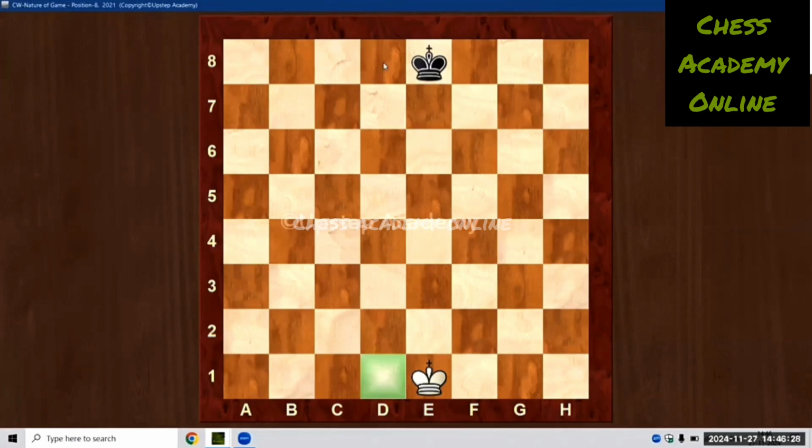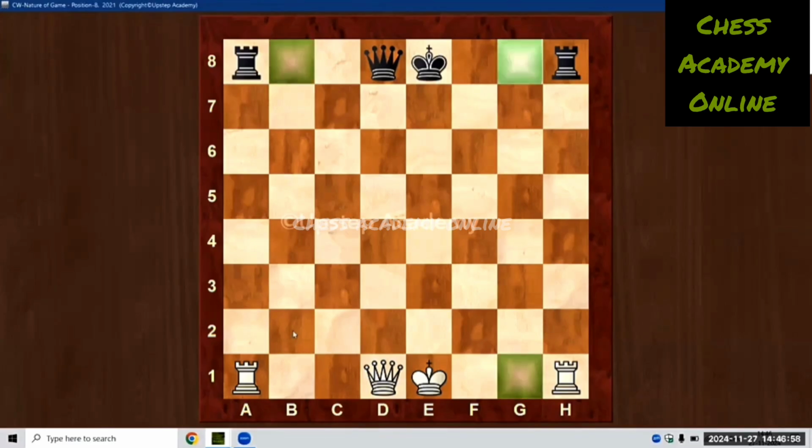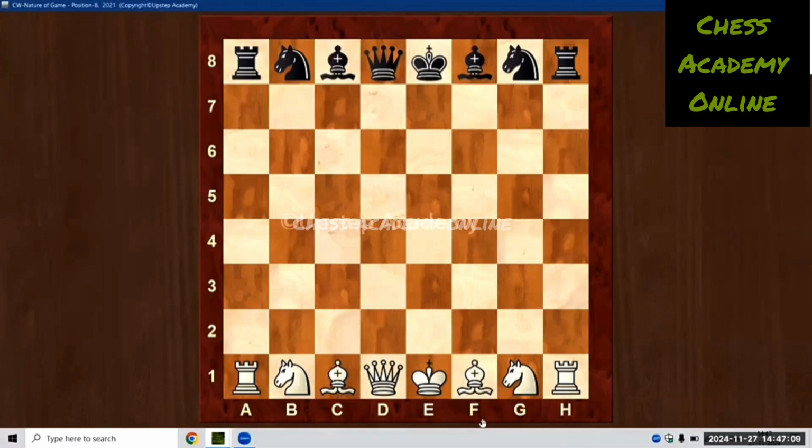So after the king, we will place the queen. The queens start the game on the letter D, or we can remember queen on the same color. The white queen will be on the white color square and the black queen will be on the black or dark color square. After the king and queen, the rooks will be placed in the corners, as we can see. Letter A and H for the rooks. Next to the rooks, we will put the knights. The knight is the friend of the rook. Next to the knights, or we can say next to the king and queen, there will be the bishops on the letters C and F.